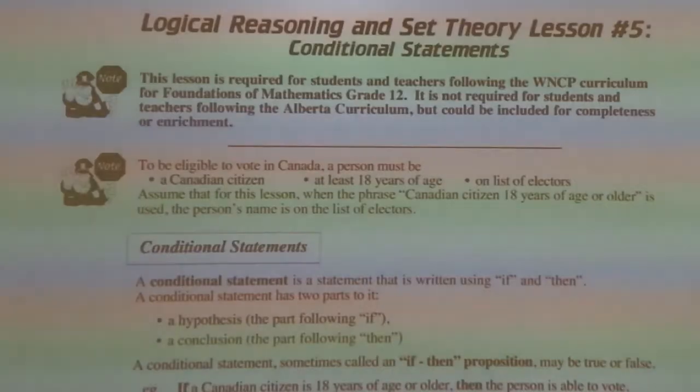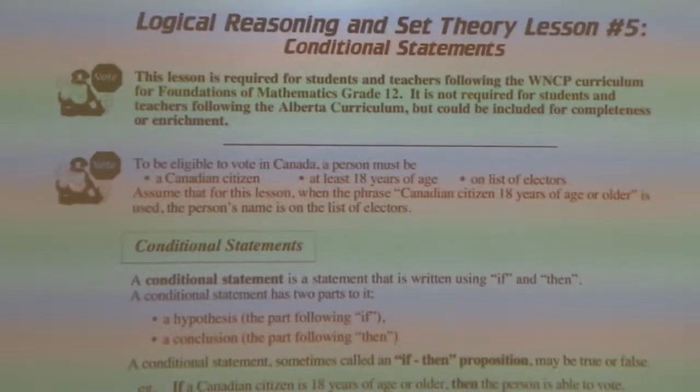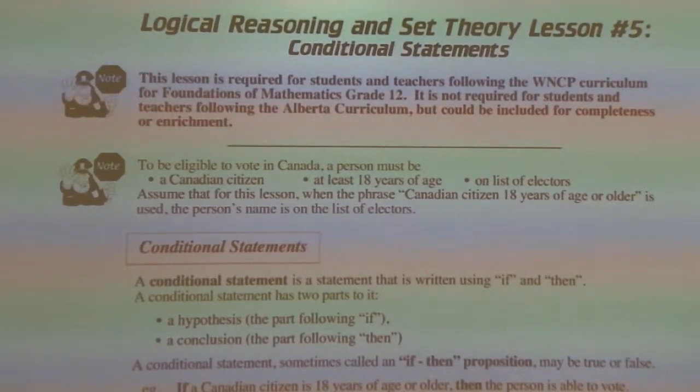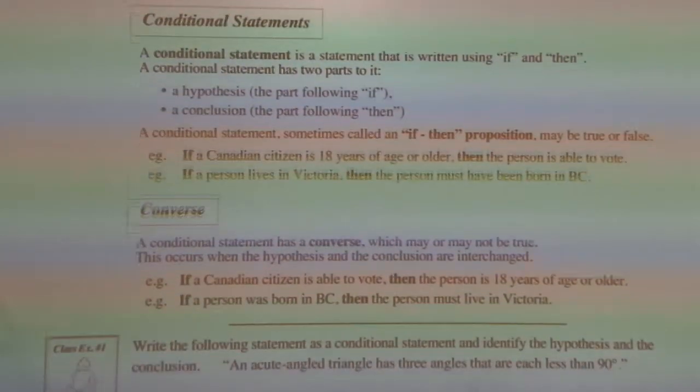So if you look at the note at the top of the page, it says, to be eligible to vote in Canada, you have to meet the requirements. You have to be a Canadian citizen, you have to be at least 18 years of age, and you have to be on the list of electors. So assume that for this lesson, when the phrase Canadian citizen 18 years of age or older is used, the person's name is on the list of electors.